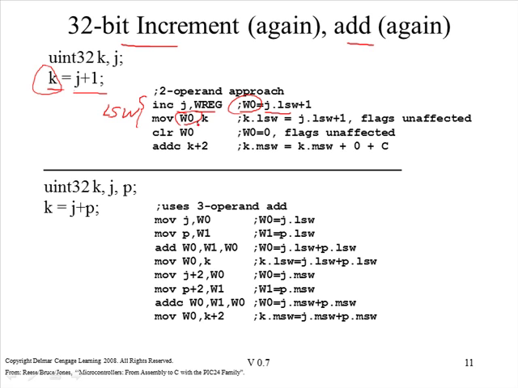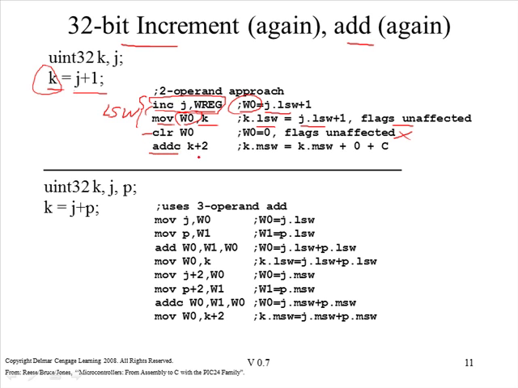We're then going to move W0 to k, so the end result is that our least significant word of k is equal to j least significant word plus 1. This move leaves the flags unaffected, so the carry that was set by this instruction here is still available. We now need to add this carry to the most significant word of k to complete the operation. First, we'll clear W0. This clear operation does not affect the flag, so our carry will still be valid.